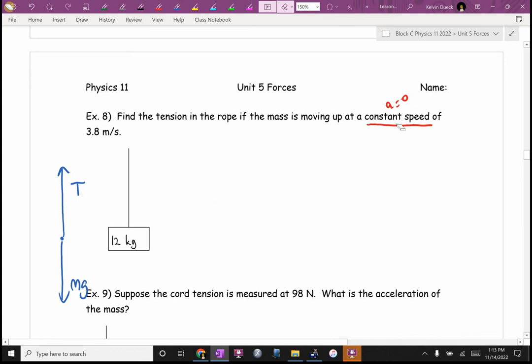Instead, constant speed, A is zero. Forces are what? Who's winning? It's a tie. How would that turn into an equation? Write that down. It's a tie. What's M? From the picture? Yeah. Don't forget to look at the picture.